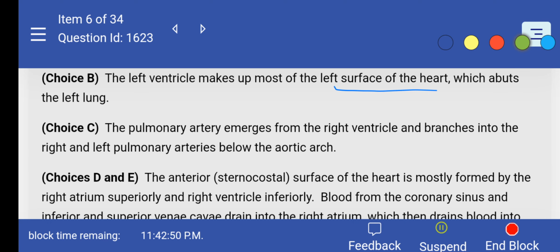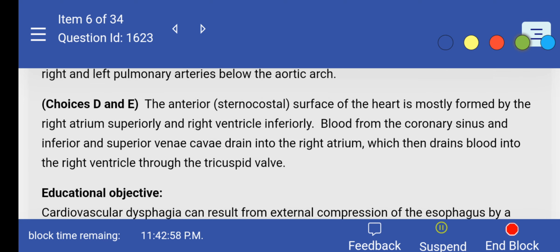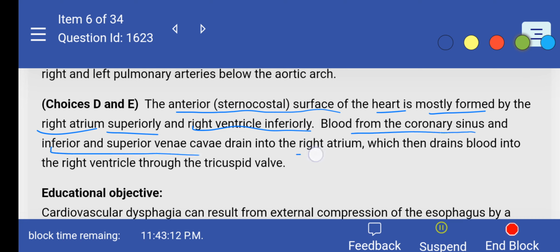Why not option D and E? Because the anterior, that is the sternocostal surface of the heart, is mostly formed by the right atrium superiorly, as we talked about, and the right ventricle inferiorly. Blood from the coronary sinus and the inferior and superior vena cava drains into the right atrium, which then drains blood into the right ventricle through the tricuspid valve.